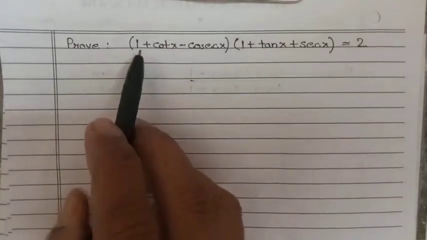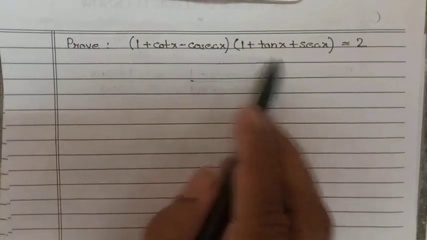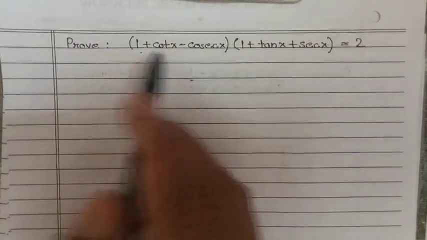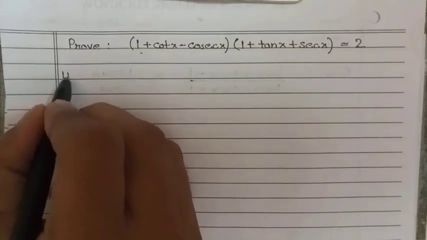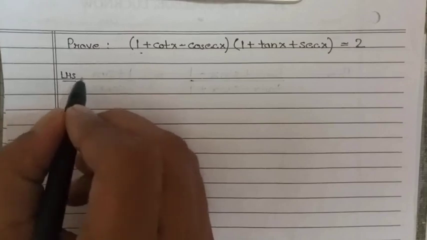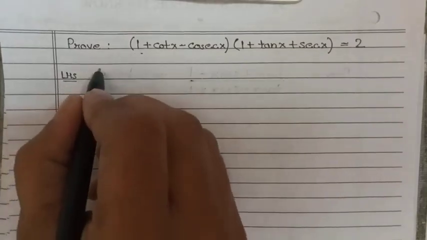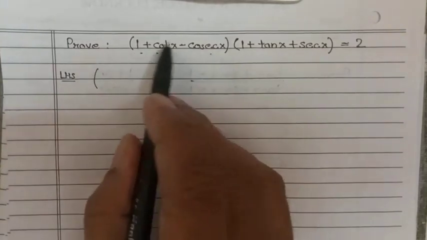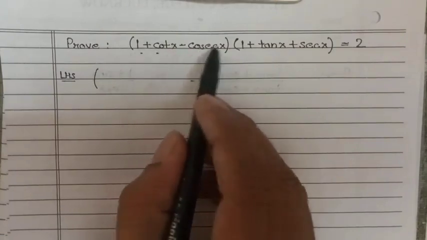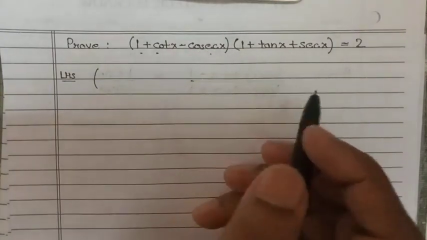Then on the question they say we have to prove. Okay, now let us start with the left hand side. Now what we can do on the left hand side, within the first bracket, we will convert all these trigonometrical ratios into terms of sine and cos.